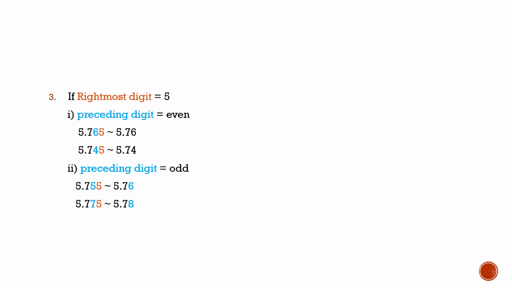And when the preceding digit is odd, in that case, it will increase by one. As you see here, 5 is the rightmost digit and the preceding digit is odd. Then after rounding off, the preceding digit increases by 1. Similarly, in the 5.775 case, the rightmost digit is 5 and the preceding digit 7 increases by 1 and becomes 5.78. So it is all about rounding off any decimal number. These are some rules from which we can round off any number. So that's it.